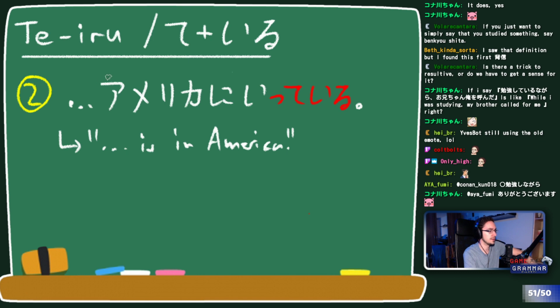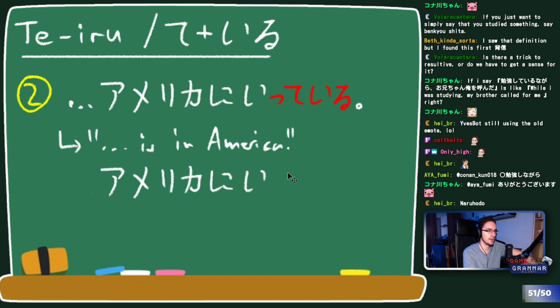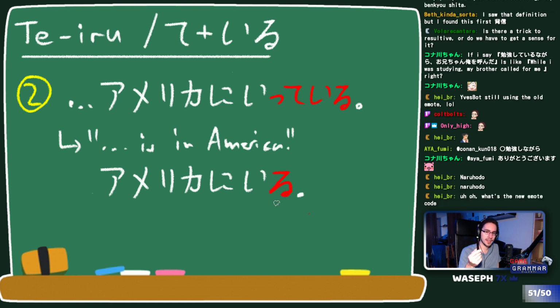Let me actually copy this. Maybe that's faster. I think that would be faster, right? Control V. Oops. Exactly. Yeah, I think this is a little faster. So what is the difference between this? So why couldn't we just say America ni iru, right? Doesn't that mean is in America as well? The answer is yes. But think about what the exact difference is.